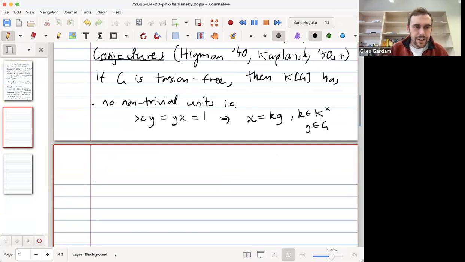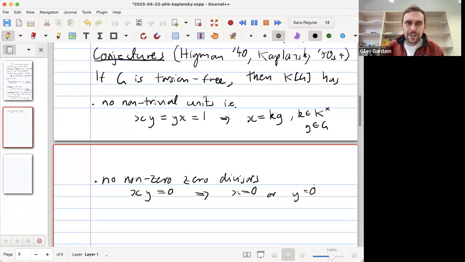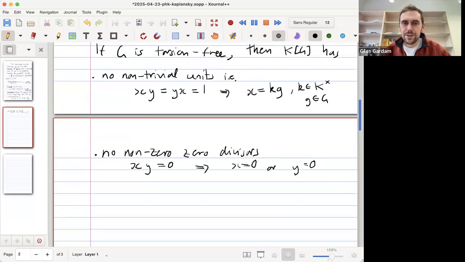So the next conjecture is that, again, under the assumption G is torsion-free, there are also no non-zero zero divisors. To unpack exactly what this is saying, if I have 2 elements and their product is 0, then at least one of those 2 elements has to be 0 itself. And of course, having zero divisors is some sort of pathology that we'd like to avoid. Maybe we'd really like to be able to embed our group ring into a skew field. That's very convenient algebraically if we can do it, but certainly zero divisors will obstruct the existence of an embedding into a skew field.